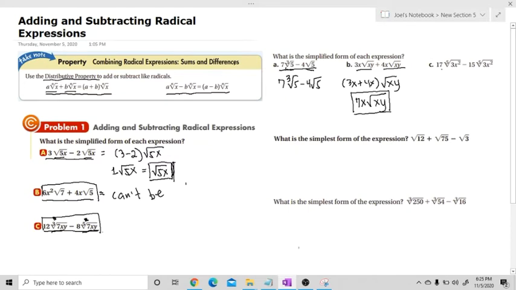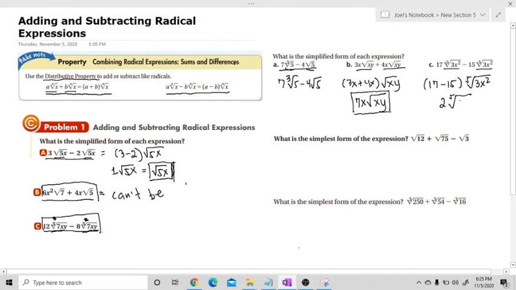17 fifth root of 3x squared minus 15 fifth root of 3x squared. Okay, they are like radicals kasi magkapareho yung radical expression ng bawat term, which is fifth root of 3x squared. Kapag like radicals, we can apply the distributive property. 17 minus 15, times fifth root of 3x squared. 17 minus 15 is 2, times fifth root of 3x squared, it will be 2 fifth root of 3x squared. So, ito na yung simplified form niya.